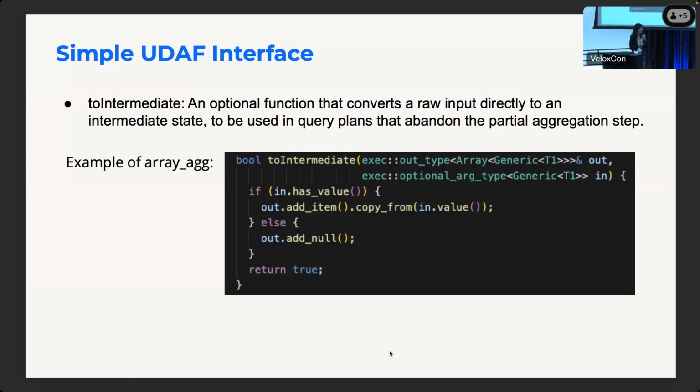So that default implementation might not be efficient, and if the author cares about the performance, then they can implement their own toIntermediate method. Due to the limited time, I will skip the detail of this method. Basically, what it does is that for an input argument, it produces an array of size 1 with that input argument as the single element in it, as the intermediate state of it.